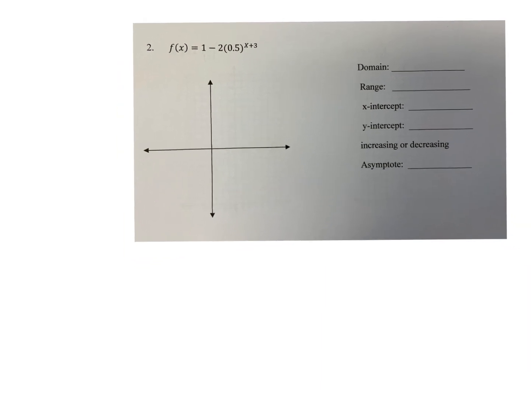So I'm going to rewrite it first to make my life a little bit easier. This is the same thing as negative 2.5 x plus 3 plus 1. So you can see that asymptote at the end is going to be y equals 1.